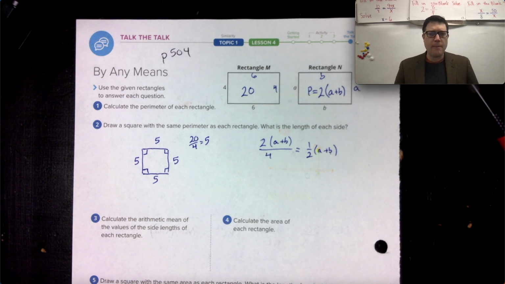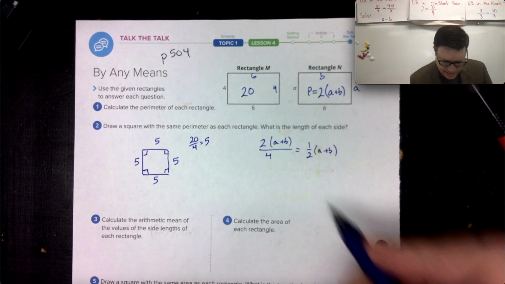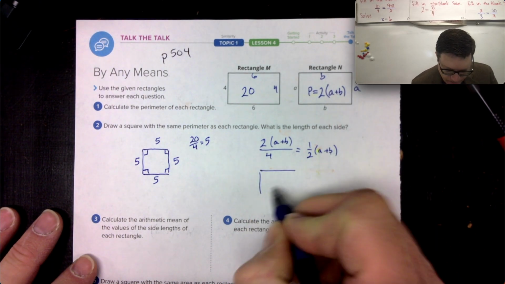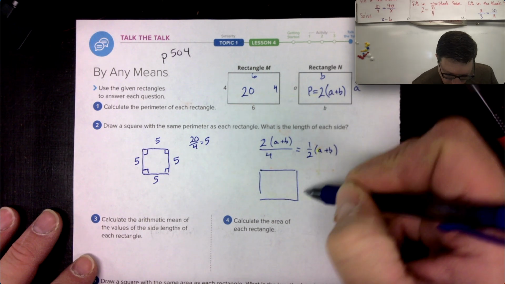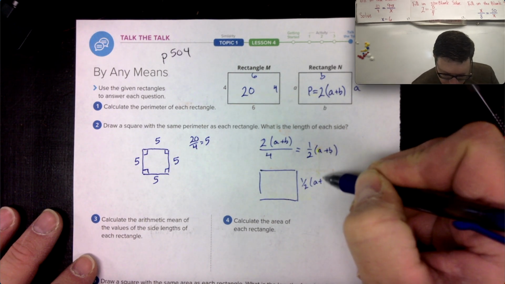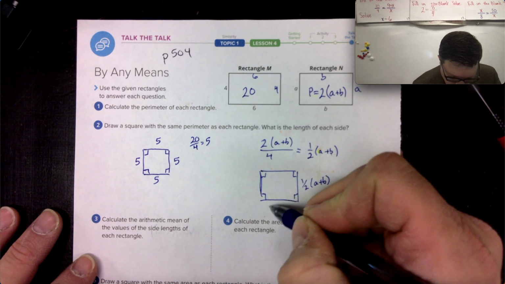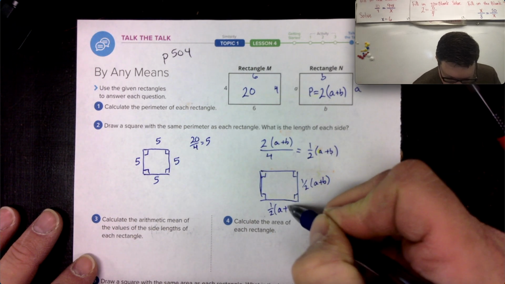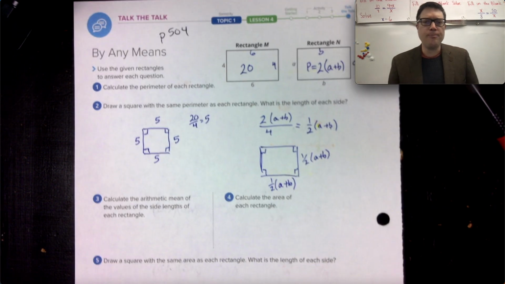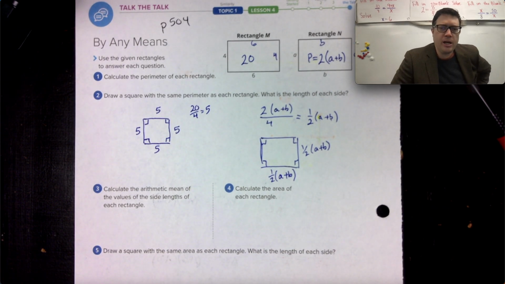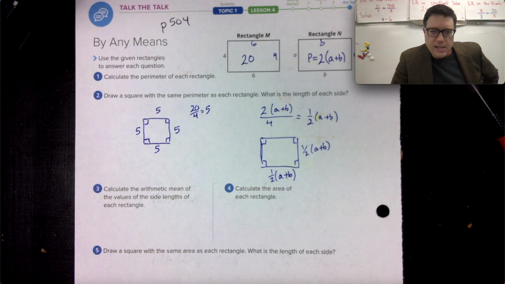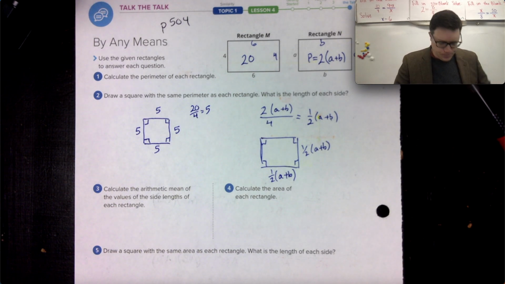Calculate the arithmetic mean of the values of the sides. I'm going to draw this rectangle, by the way, the square. Square, square, 1/2 (A plus B), 1/2 (A plus B). Okay, calculate the arithmetic mean of the values of the side lengths of each rectangle.